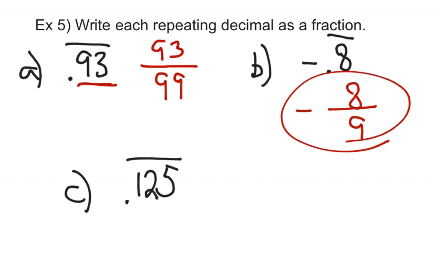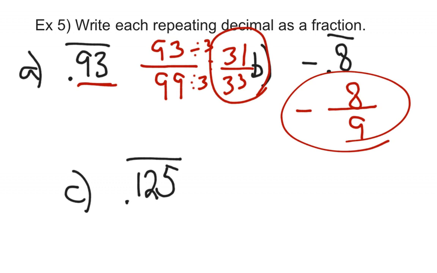I'm not done with part A though, because I can simplify that. I can divide both of those by 3. So always, always, always we want to simplify. 93 divided by 3 is 31. 99 divided by 3 is 33. So I get 31 over 33 there. You guys go ahead and try part C on your own. See what you come up with.